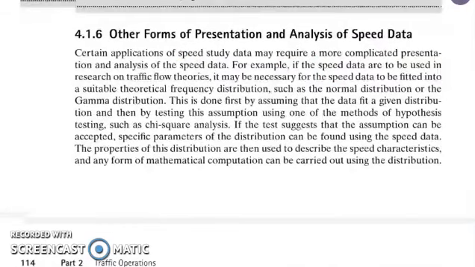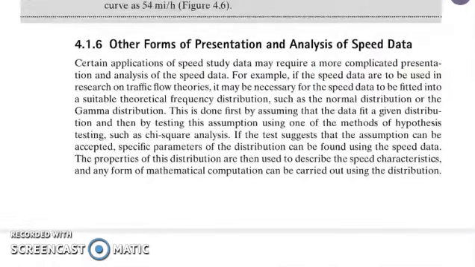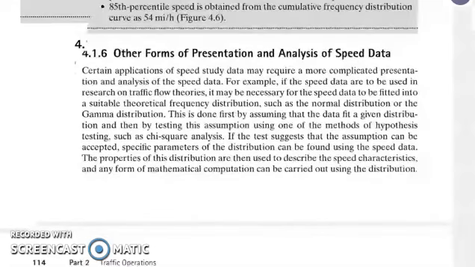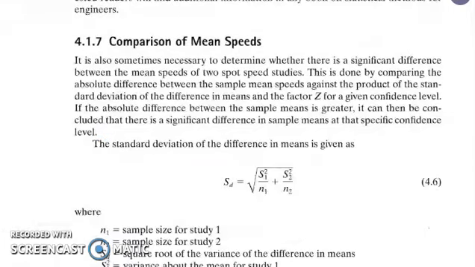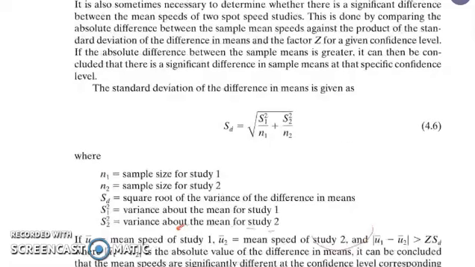There are applications of speed data that may require a more complicated presentation and analysis of the speed data. For example, if the speed data are used in research on flow theories, it may be necessary for the speed data to be fitted into a suitable theoretical frequency distribution. Sometimes it is also necessary to determine whether there is a significant difference between the mean speeds of two spot speed studies. For this comparison, you can make use of the standard deviation of the difference in means.